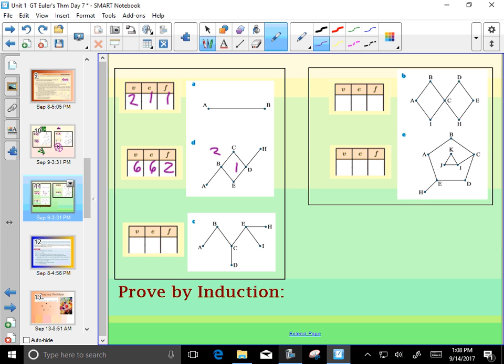1, 2. Yep. This one has 7 vertices. Is that right? And 1, 2, 3, 4, 5, 6 edges. How many faces? 1, 2, 3, 4, 5, 6. I think that's all right.